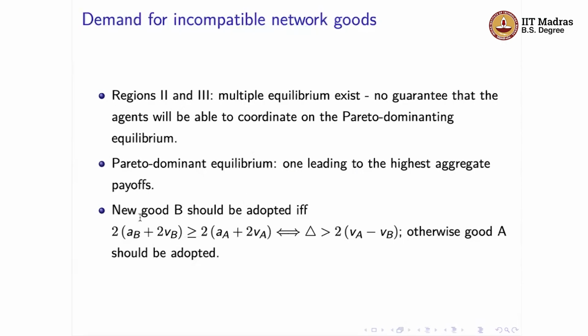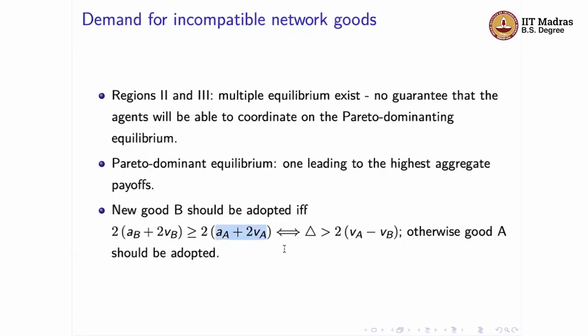Now, from a Pareto dominant perspective, good B should be adopted if the total payoff to the two players from adopting good B is higher than the total payoff to the two players from adopting good A, right? So if both of them had adopted good B, then the payoff to any one of the players is going to be AB plus 2VB, and you can multiply that by 2 to get the total payoff to the two players. But if both of them had adopted good A, then the payoff to each of the players is AA plus 2VA. And again, you can multiply by 2 to get the total payoff, right?